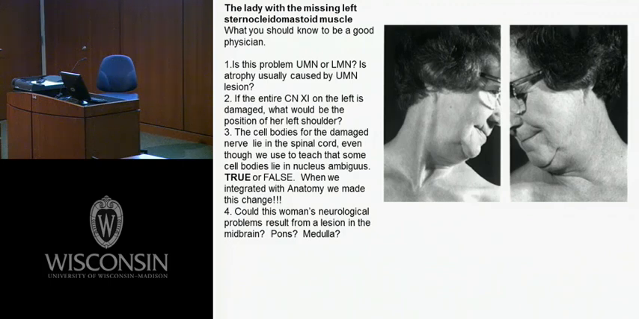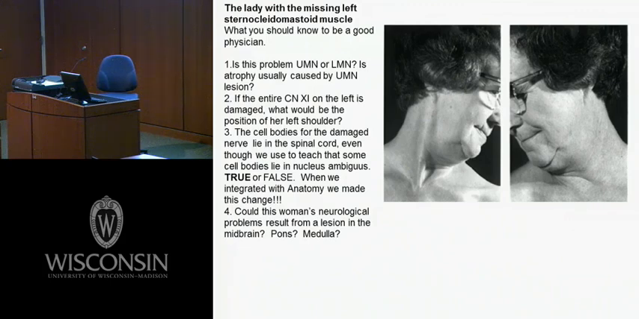Now, you don't see a sternocleidomastoid on her left side. There is no sternocleidomastoid there on the left. You can certainly see a beautiful sternocleidomastoid there on the right. So what happened to the one on the left? It atrophied.